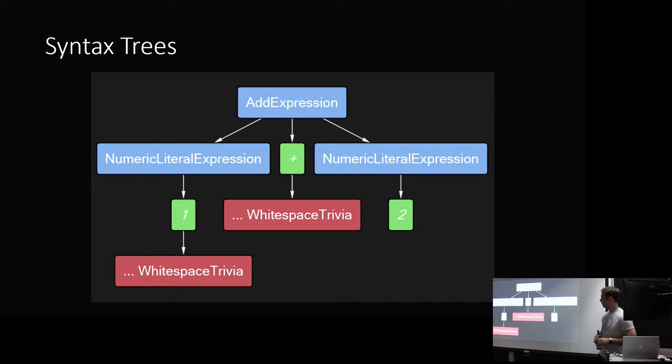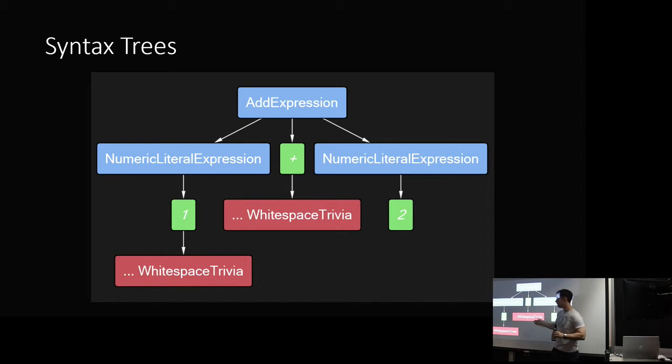And what do these syntax trees look like? Well, if we take a simple expression like 1 plus 2, then in Roslyn parlance, it creates this object model with a class for basically every different type of construct in the language. So an add expression, a numeric literal to represent the 1, and it even includes things like the white space and comments around it.